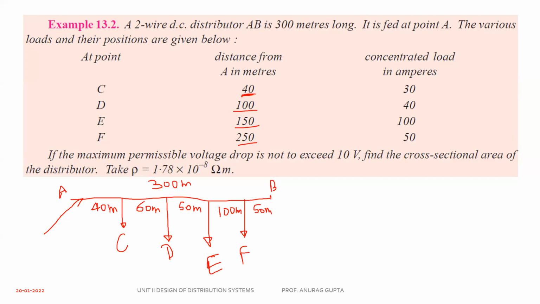Now, how can you find the current? You can see the concentrated loads in amperes, 30, 40, 100 and 50, are already given. They have also given that the maximum voltage drop must not exceed 10 volts, and we have to find the cross-sectional area of the distributor. So first we have to find the current. Can anyone reply how?